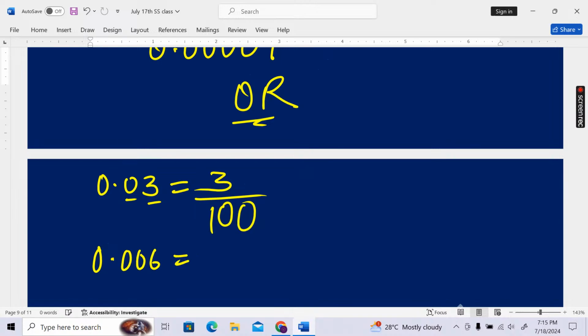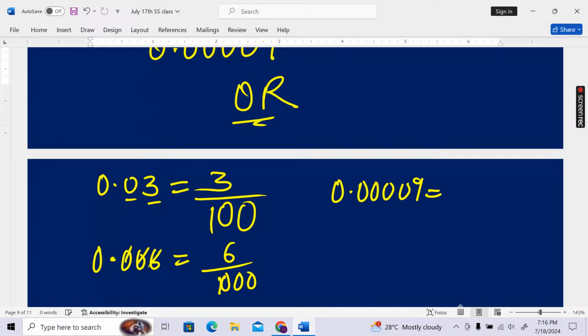0.006 is equal to 6 over, we have 3 digits after the decimal, 1, 2, 3. Make it a denominator, 1, 2, 3. That's 1,000. So that is 6 over 1,000.